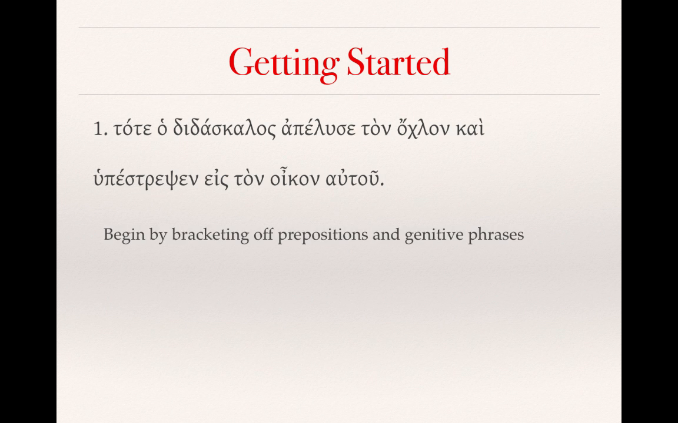As we've done in previous exercises, I recommend that you begin by bracketing off prepositions and genitive phrases. In this case, we have the prepositional phrase at the end, eis tan oikan, and then autu is a genitive personal pronoun of him. And from there, we'll identify the verbs. And in this case, we have two verbs.